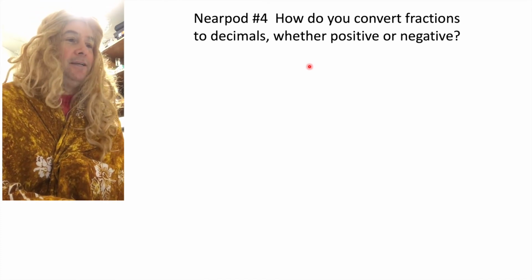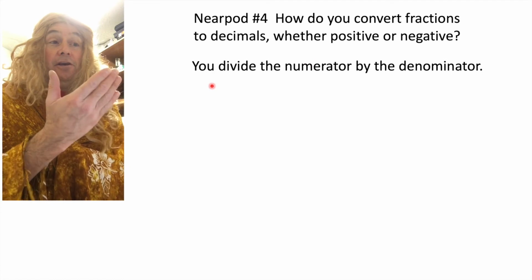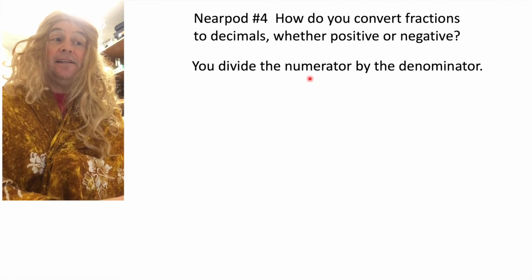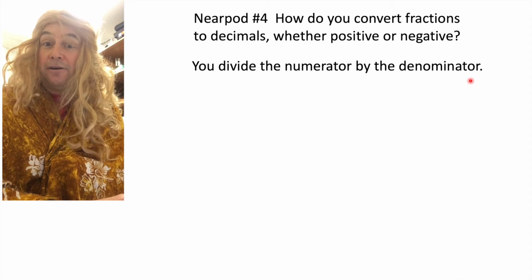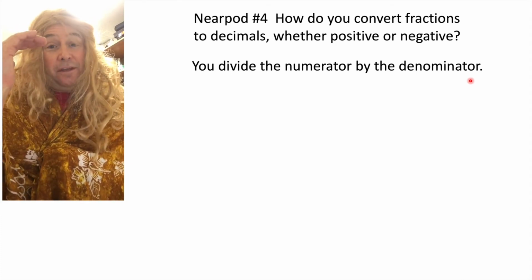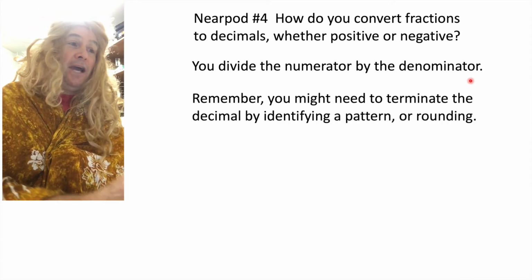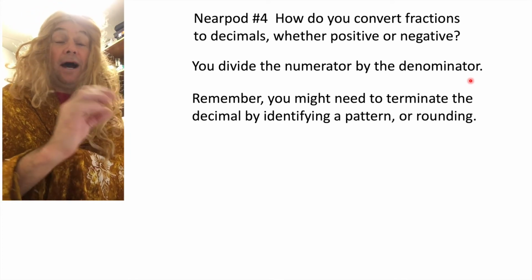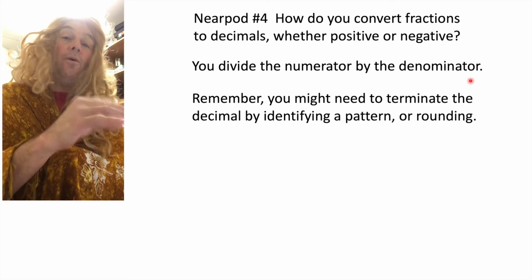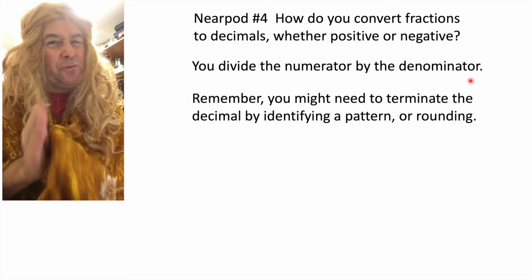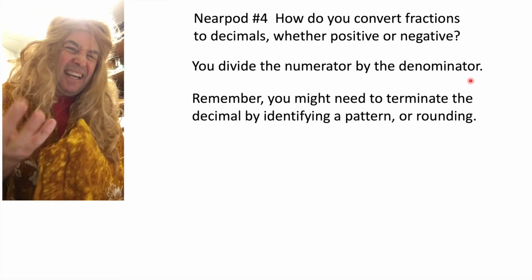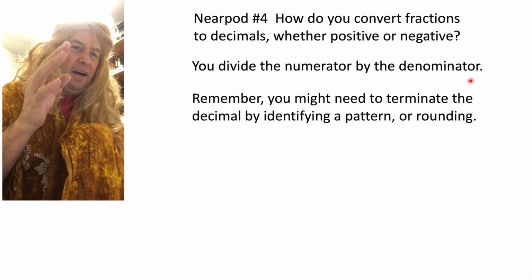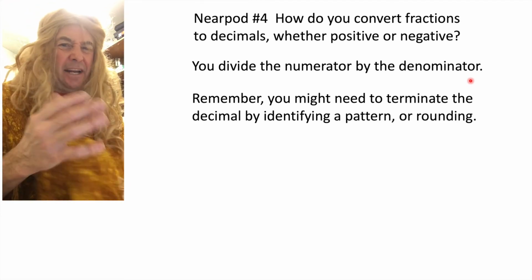Ah, good. Well, the answer, kids, is you convert fractions to decimals by simply dividing the numerator by the denominator, because a fraction is nothing more than a division expression, okay? Remember, you might need to terminate the decimal by identifying a pattern or rounding, and that's kind of what makes these rational numbers. They make sense. They're not like pi and go on forever, where you can't figure out if they're repeating or terminating, okay?